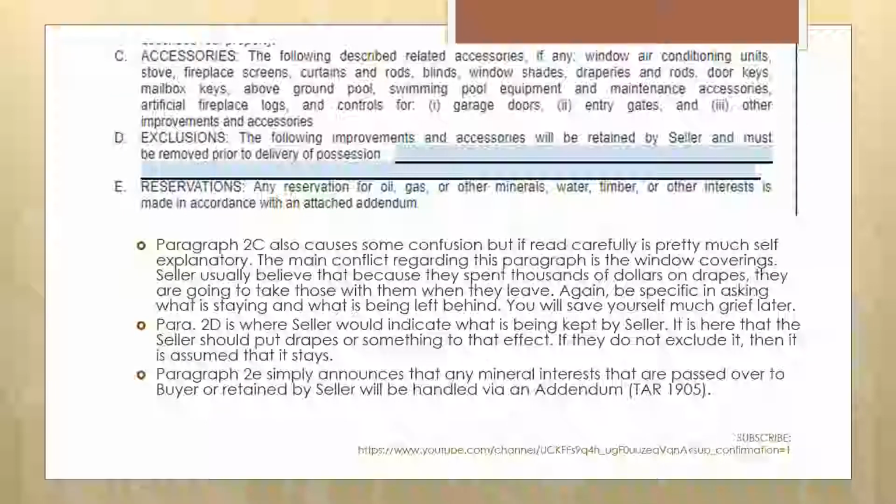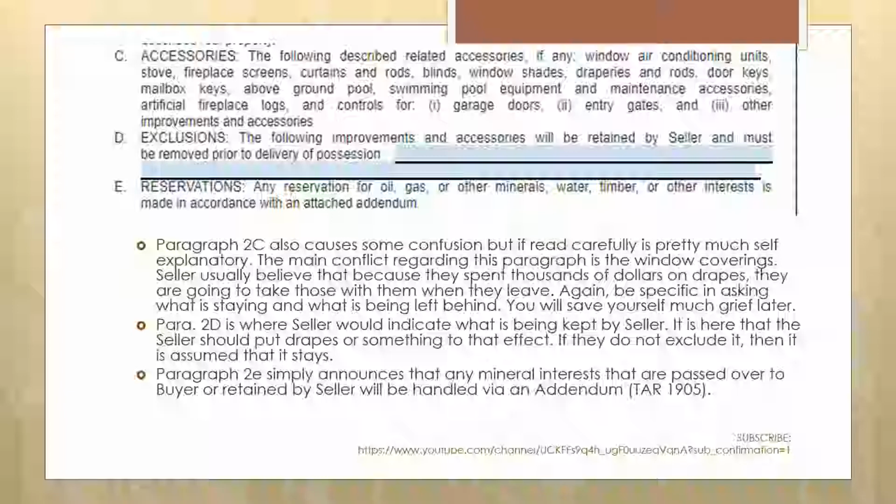Paragraph 2C also causes confusion, but if read carefully, it's pretty much self-explanatory. The main conflict regarding this paragraph is window coverings. Sellers usually believe that because they spent thousands of dollars on drapes, they're going to take those with them when they leave. Again, be specific in asking what is staying and what is being left behind. You'll save yourself a lot of anxiety later on when the buyer and the seller start fighting about what they thought was going to stay or not, and you're going to be caught in the middle.